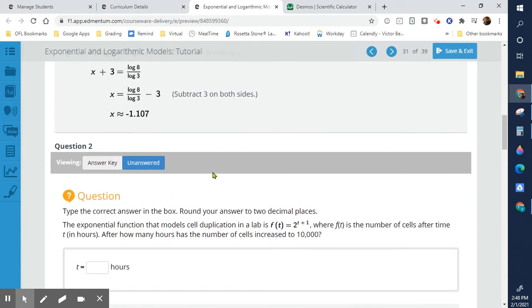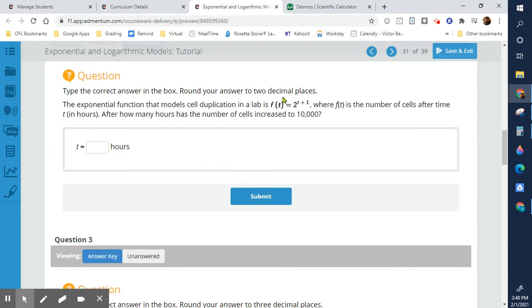So let's take a look at what we have to do here. All right. So we have this function here. This function tells us how much these cells are going to keep duplicating, where the number of cells is given after how many hours. In other words, the question they are asking us is: if we have 10,000 cells, how long did it take us to get these 10,000 cells if they double every hour?